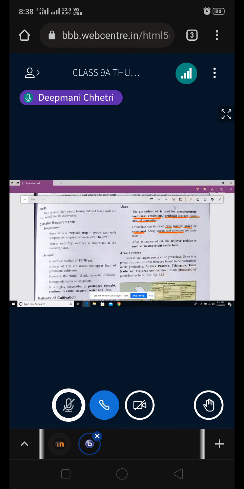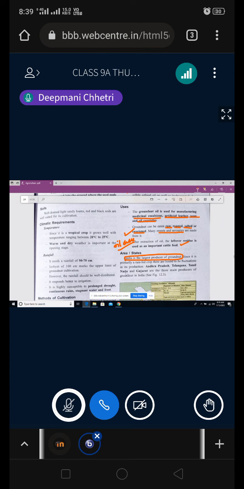Now that is also there for the uses. After oil is extracted, the residue or leftover we use as cattle feed. What is this leftover called? We call it oil cake. Oil cake. Let's go to the next one. India is the largest producer of groundnut. So make a note of this, everyone.